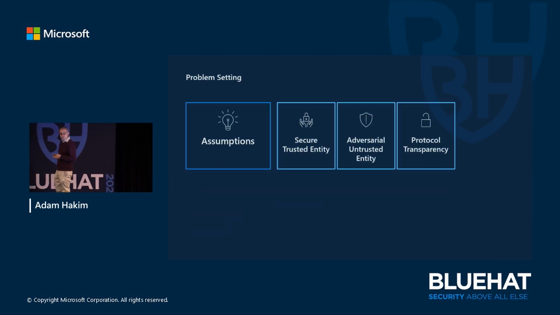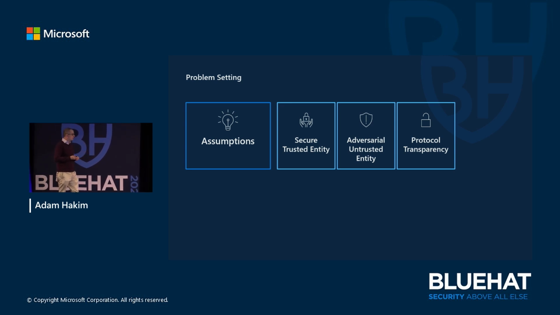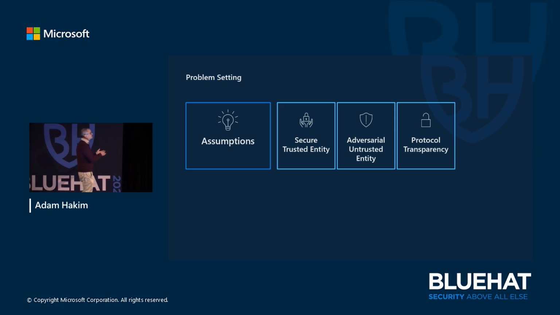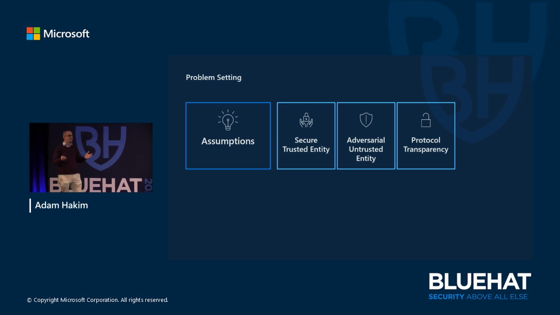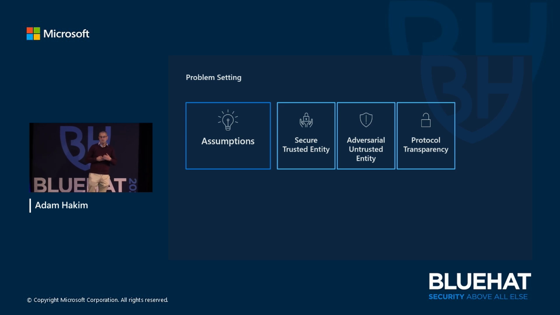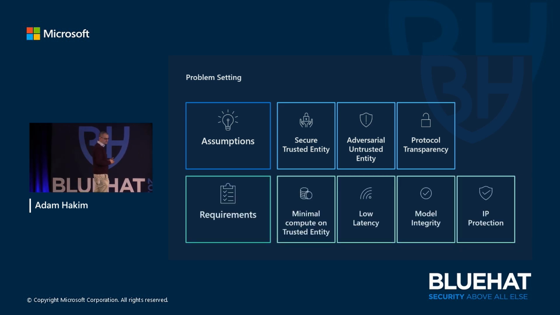Our assumptions are that the secure entity, the trusted entity, is completely secure, and any attacks on the trusted entity are out of scope for this work. The untrusted entity is completely adversarial, so anything we place on the untrusted entity can entirely be stolen. It completely belongs to the attacker. And of course, we don't rely on the secrecy of the protocol for any guarantees. So the protocol is completely transparent. I'm sharing it with you today, and it's published, as I mentioned, as well.